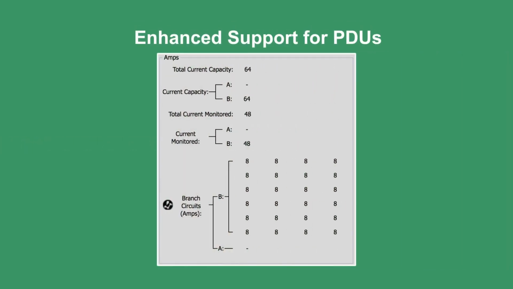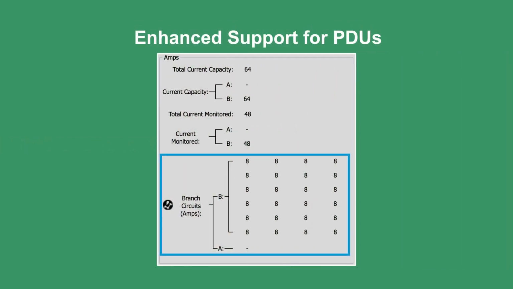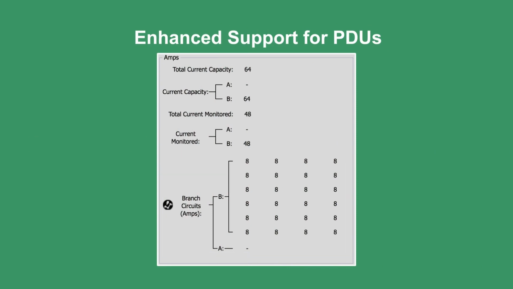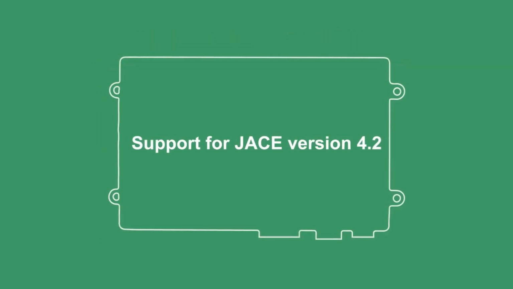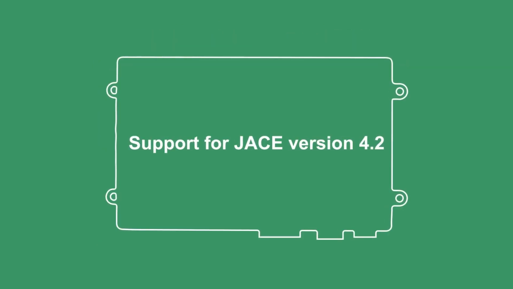In addition to the new features, SmartZone 7.1.3 also includes enhancements to several existing features. Let's take a look at a few of the most significant. SmartZone now supports branch circuits in PDUs, including Raritan's PDUs. Branch circuit data now displays in amps in the Overall Status Power section. SmartZone now supports Jace versions up through 4.2.